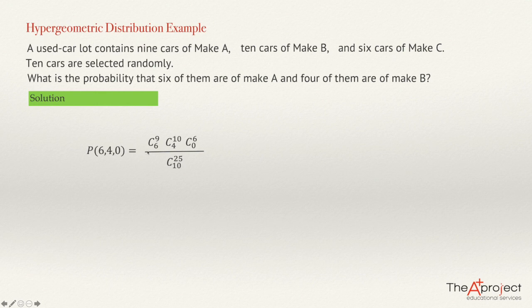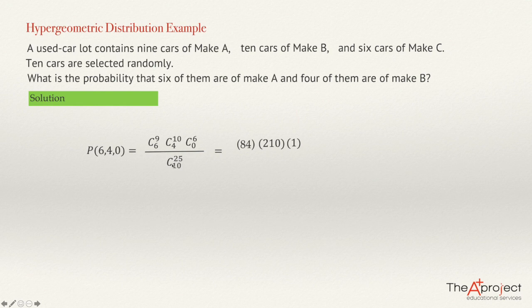So we compute each of these numbers, C 9 6. You can use your calculator to compute each of these combinations. The combination of 9 choose 6 will be 84, times the combination of 10 choose 4, which will be 210, and finally the combination of 6 choose 0 will be 1, so there will be 1 here. Everything divided by the number of combinations taken from a population of 25.